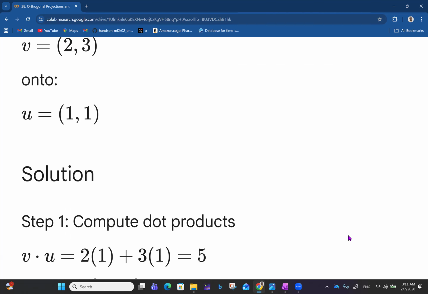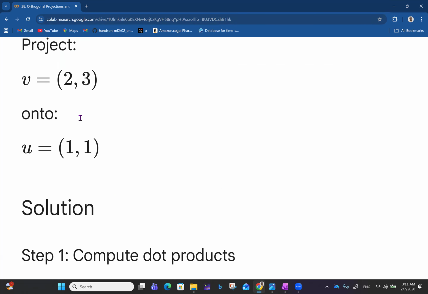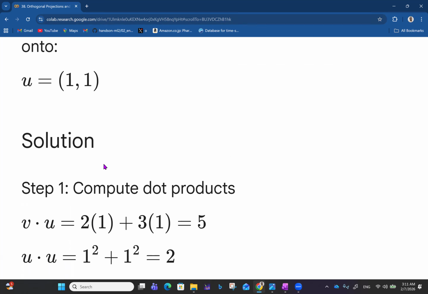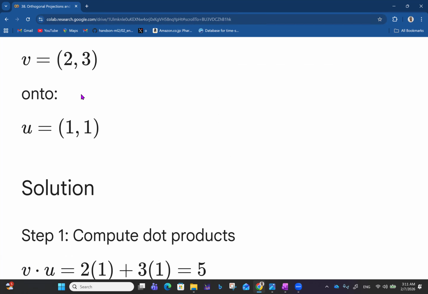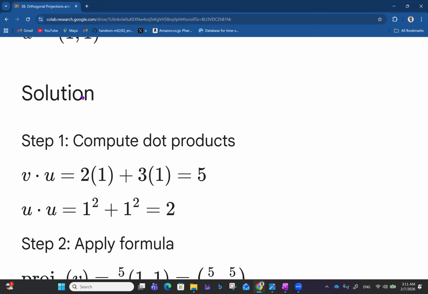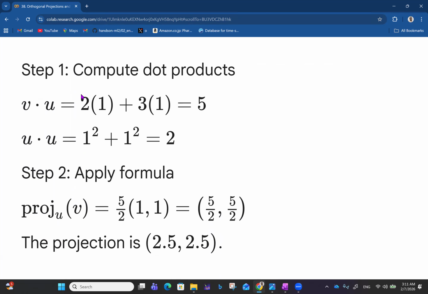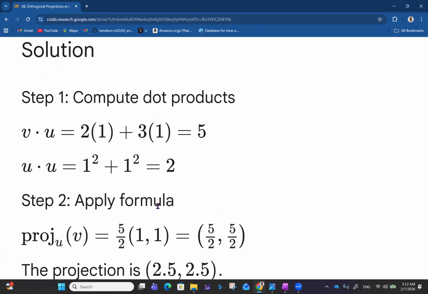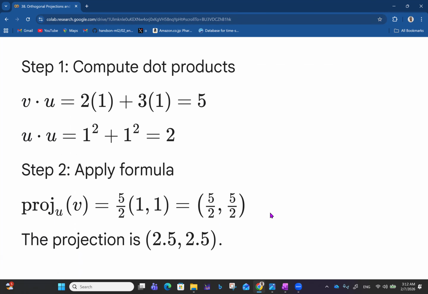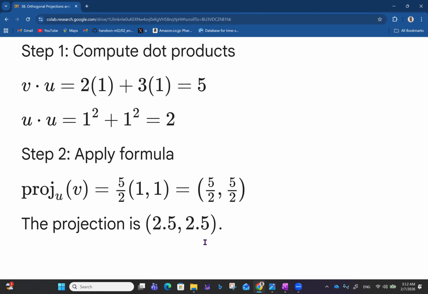First you compute the dot product v dot u, which is 2 times 1 plus 3 times 1. 2 times 1 is 2, 3 times 1 is 3, so 2 plus 3 is 5. Then u dot u is 1 times 1 plus 1 times 1, that's 1 squared plus 1 squared, which is 2. Then you apply the formula. The projection of v onto u is v dot u, 5, over u dot u, 2, that's 5 over 2 times u itself, which is (1, 1). So at the end of the day, that's (5/2, 5/2). So the projection is (2.5, 2.5).